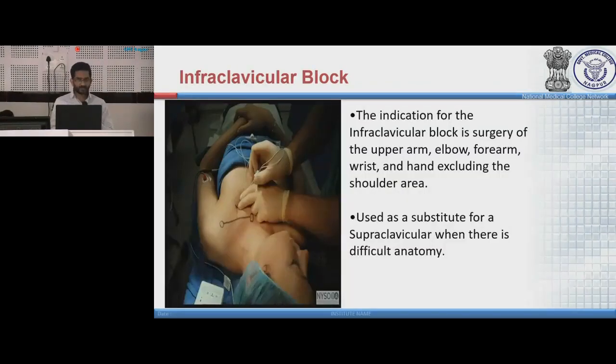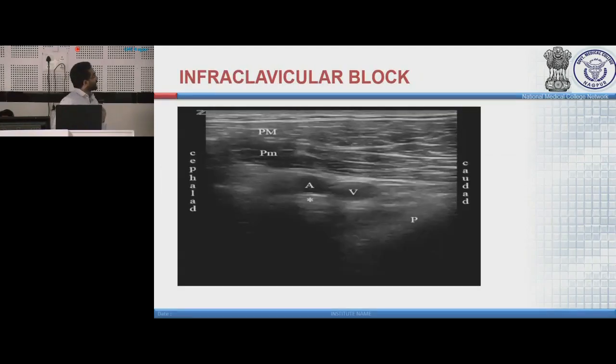Next is infraclavicular block. The indication for the infraclavicular block is surgery of the upper arm, elbow, forearm, wrist, and hand, excluding the shoulder area. It is used as a substitute for the supraclavicular block when there is difficult anatomy. This is the sono anatomy of the infraclavicular block. This is the pectoralis major, pectoralis minor. This is the axillary artery. This is the axillary vein. This is the pleura. This is the posterior cord. This is the medial cord. This is the lateral cord. The needle path is from here to here. Deposit 15 to 20 ml of drug. That will be sufficient.